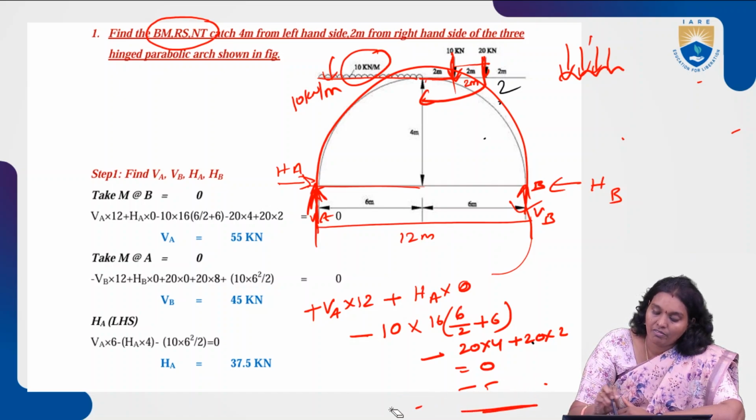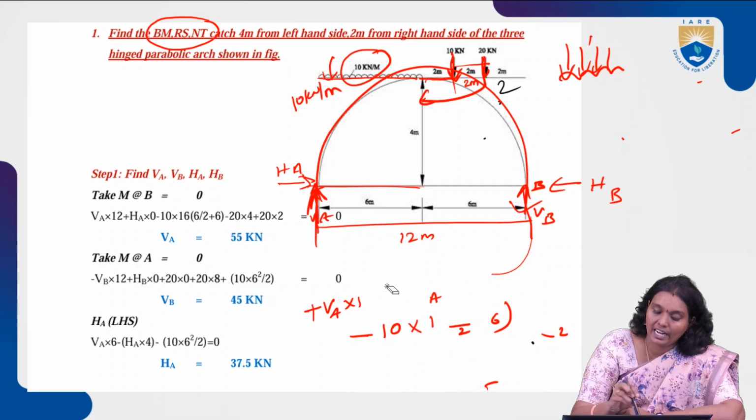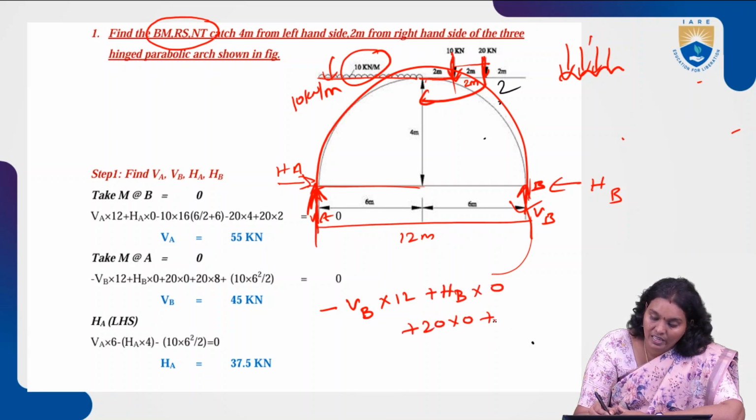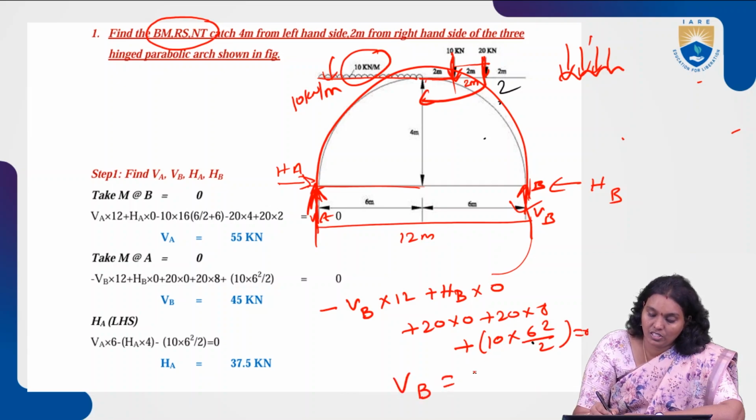Similarly for the moments at the reaction at A. So from here to here, that is equal to minus VB into 12 plus HB into 0 plus 20 into 0 plus 20 into 8 plus 10 into 6 square by 2, that is equal to 0. Vertical reaction at B is equal to 45 kilonewtons.